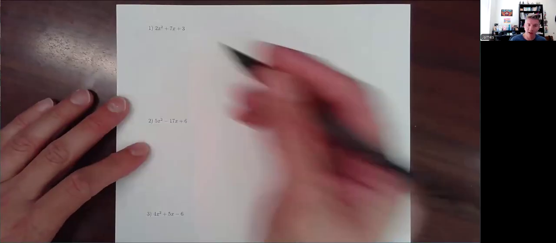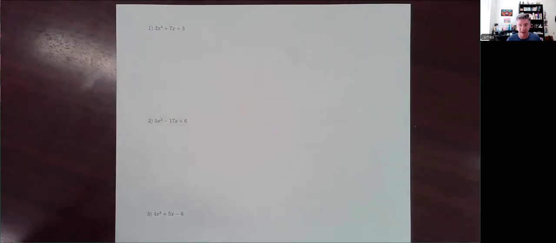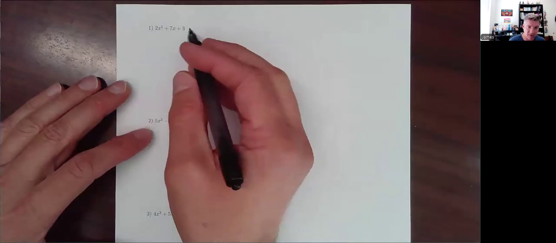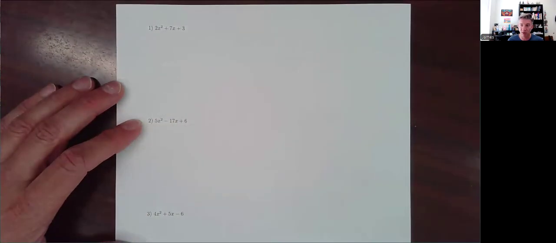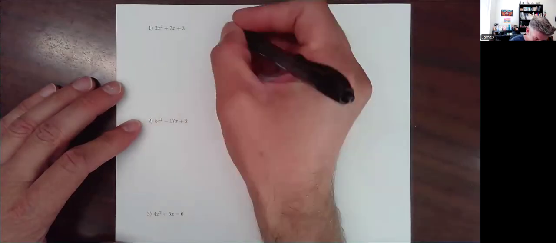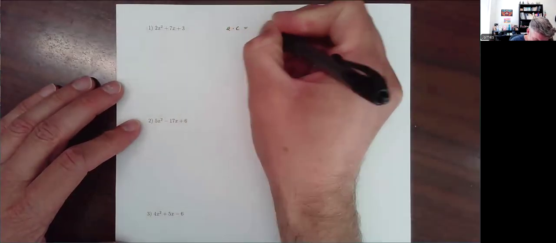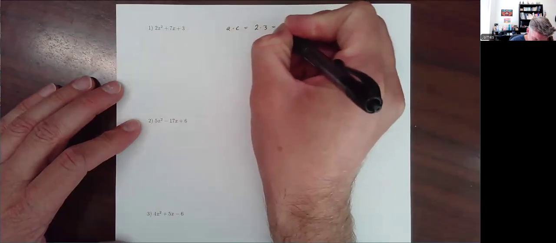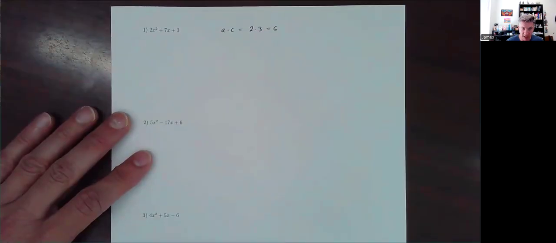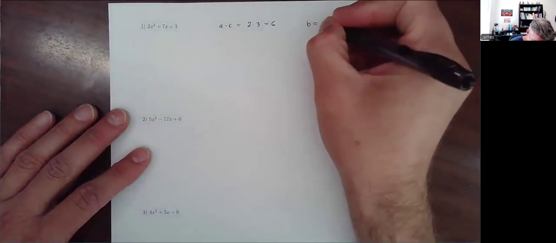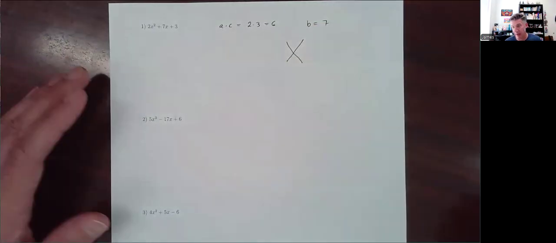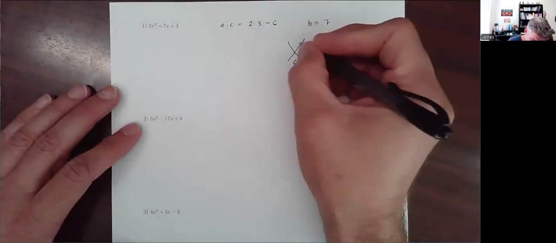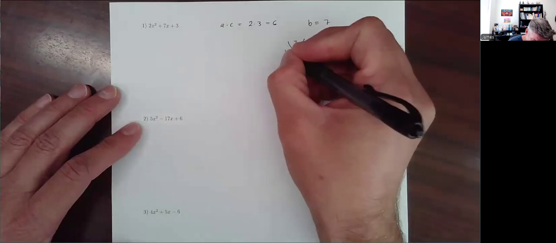So the way we typically do this, still using the diamond method in effect, is we're looking for numbers now, instead of that multiply to 2 and add to 7, we want numbers that multiply to a times c. So a times c is 2 times 3, which is 6, and our b is 7. So we're looking for numbers that multiply to 6, and I'm going to put the multiply on the bottom, and add to 7. Those numbers are 1 and 6.